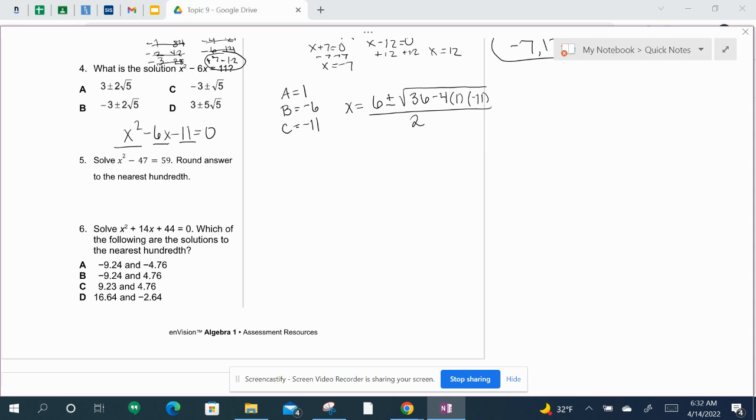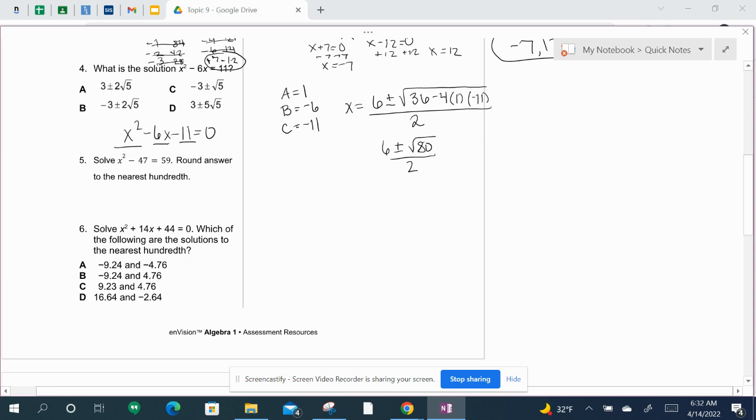Now I can go ahead and try the square root of 36 minus 4 times 1 times negative 11, but I already know that it's going to give me a decimal. And so because my answers are in exact form, not decimal form, I'm going to just figure out what that number is, 36 minus 4 times 1 times negative 11, and write that down. So I've got now 6 plus or minus the square root of 80 divided by 2.